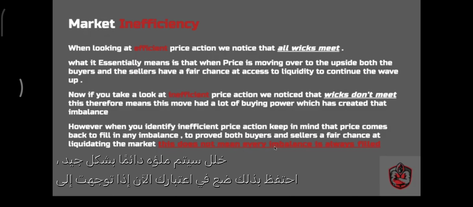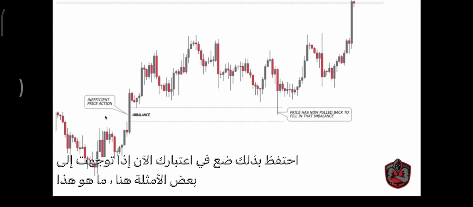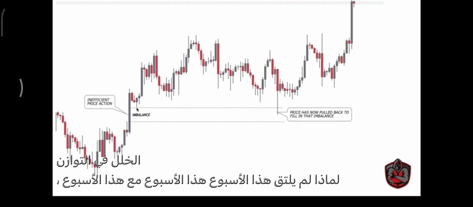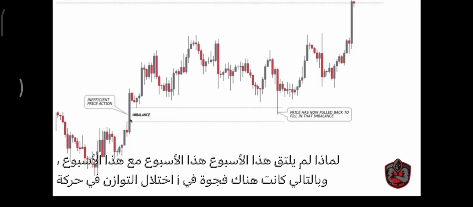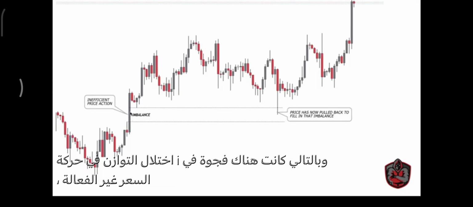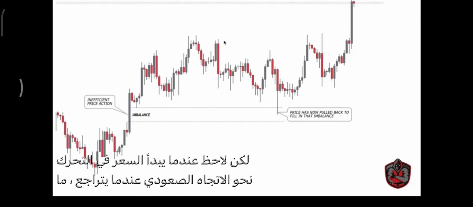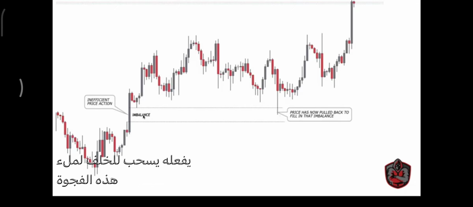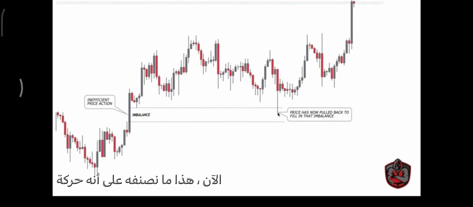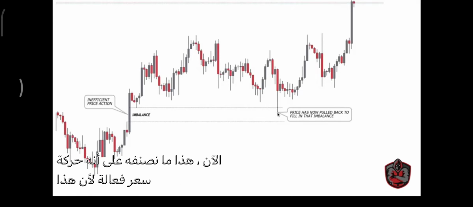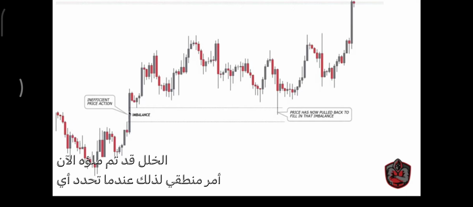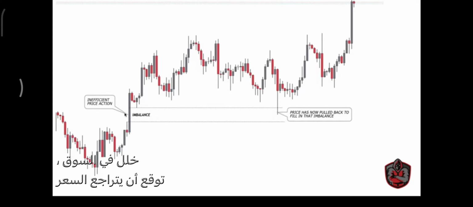Keep that in mind. Now, if I head over to some examples right here, what is this? Imbalance. Why? This wick did not meet with this wick. Therefore, there was a gap, an imbalance, inefficient price action. But notice when price starts moving over to the upside, when it pulls back, what does it do? It pulls back to fill in that gap, right? Now this is what we classify as efficient price action because this imbalance has now been filled. Makes sense?